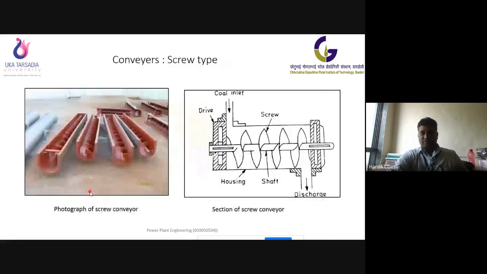Next is the screw conveyors. Okay, so we have seen the working of this conveyor. At one end the coal will be inserted, then this screw conveyor is a screw kind of mechanism, blades are there, supported by a shaft. By the electric motor or any prime mover we are rotating this shaft. And by the motion the coal, so fuel, will be moved in this direction, from left to right, and ultimately it will be discharged at the other end.